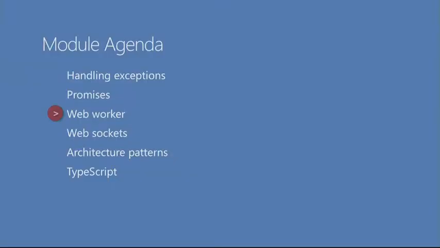Okay, we talked about exceptions, promises, web workers, WebSockets. Just a little note about architectural patterns. Because we're dealing with JavaScript, and JavaScript is a dynamic language, it's good news for architectural patterns like MVVM.